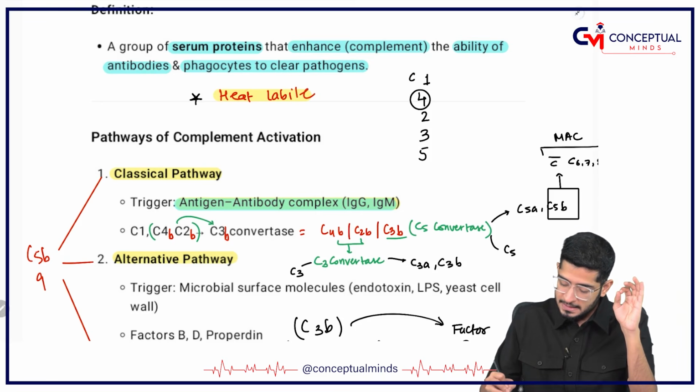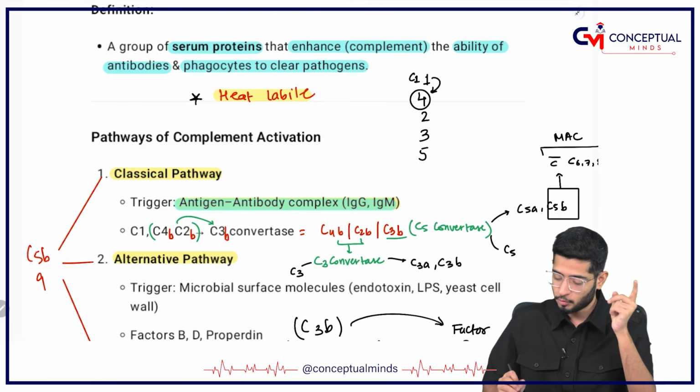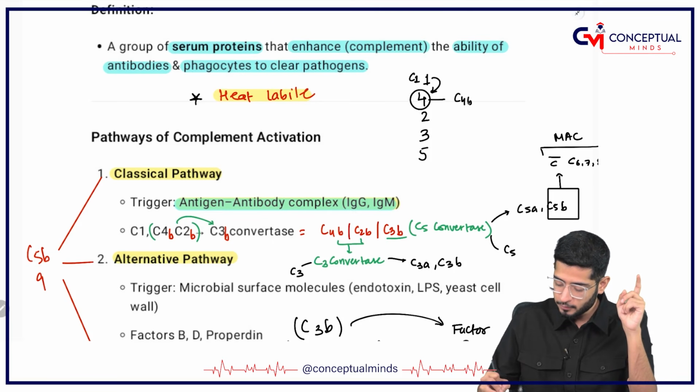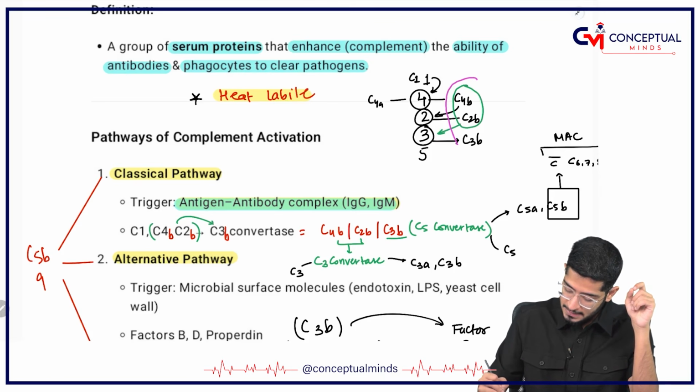C1 is going to activate C4, and it leads to the formation of C4b and C4a. Then C4b is going to activate C2, which leads to the formation of C2b and C2a. These C4b and C2b are going to activate C3, and it leads to the formation of C3a and C3b. Now these three, C4b, C2b and C3b, are going to activate C5 and it leads to the formation of C5b.